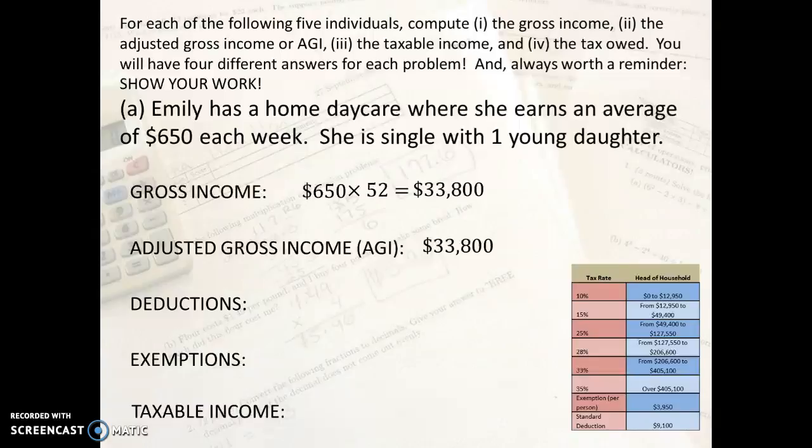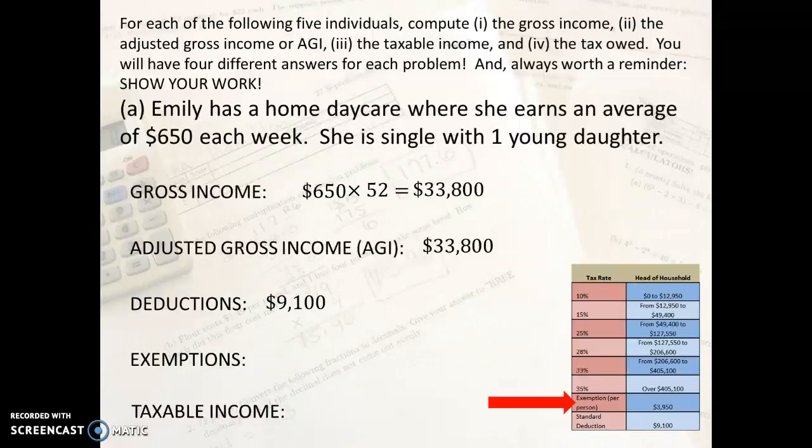Now, deductions are your typical giving to charity, that sort of thing. If you look through the scenario, Emily doesn't have any charity deductions, so the government says, well, if you didn't make any donations, Uncle Sam will give you a one-time deduction number, $9,100 in this case. Done, right there. Thank you, Uncle Sam.